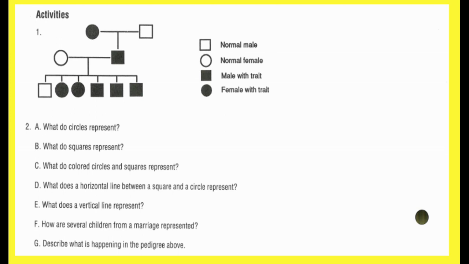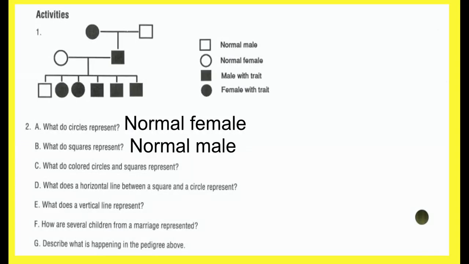So circles represent the female that does not carry the trait. The squares represent the male that does not carry the trait. Squares and circles that are colored in represent the female that has the trait, and then the square represents the male that has the trait.